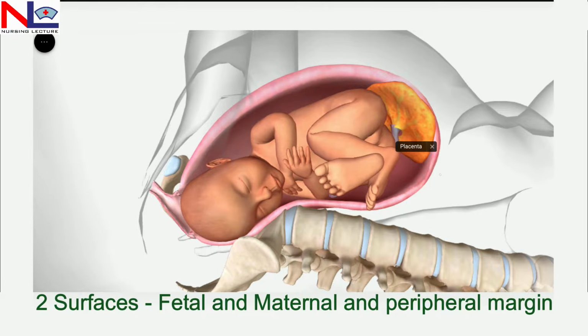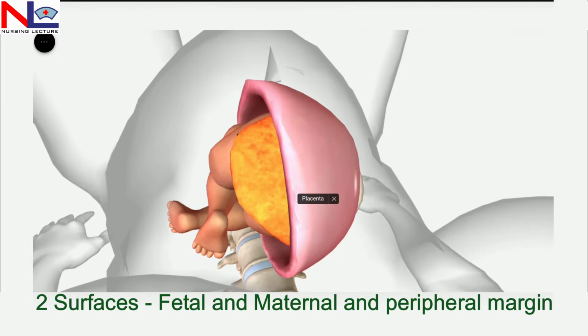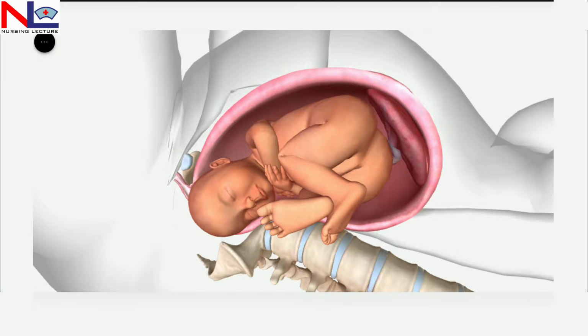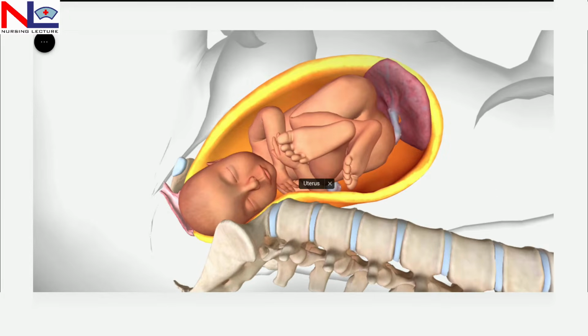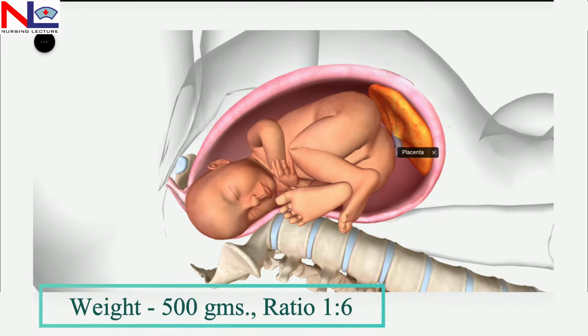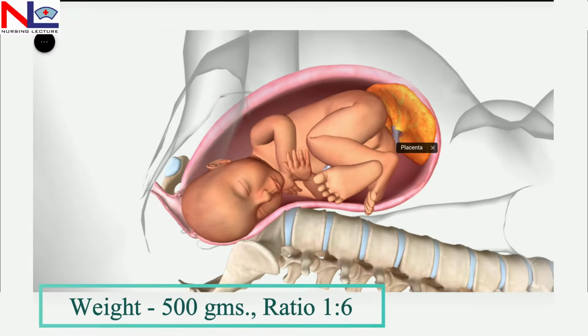One toward the fetus is the fetal surface, and the another which faces the maternal uterine wall is the maternal surface, and the peripheral margin which connect these two surfaces, and as you can see here it is attached to the superior part of the body of the uterus, and this weighing about 500 gram. In proportion to the fetal weight it is about 1/6. As the fetus at term is about 3 kg, then it would be 500 gram.